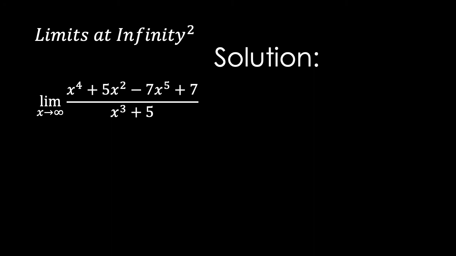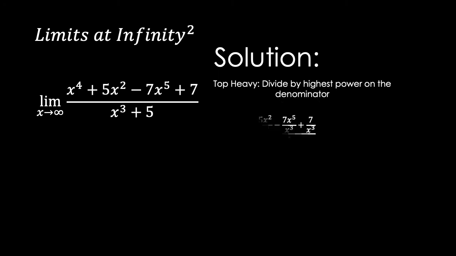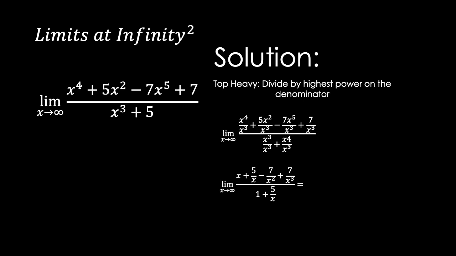This is a top-heavy function. Top-heavy functions can be solved by dividing by the highest power of the denominator. What does that entail? Well, we'll divide by x cubed in this case. So we'll be dividing the numerator by x cubed and the denominator by x cubed as seen on the screen. Simplifying this will yield this value. And once we do that, we'll let the limit approach infinity.